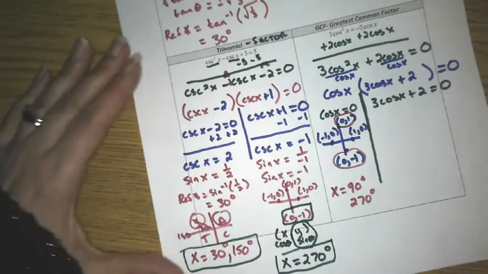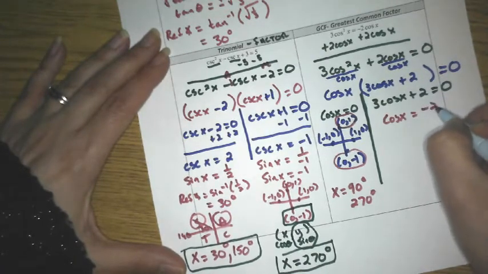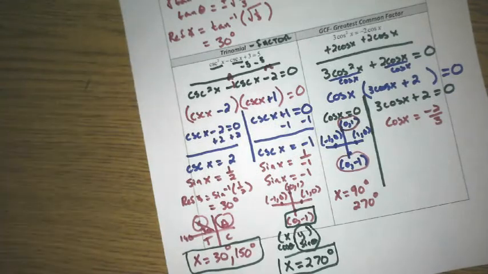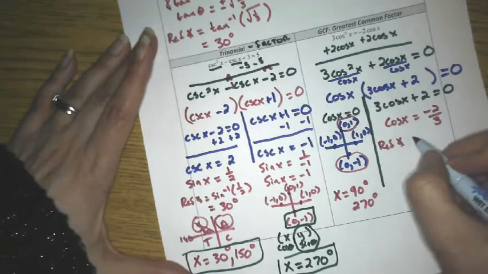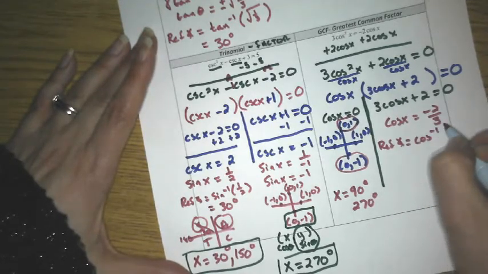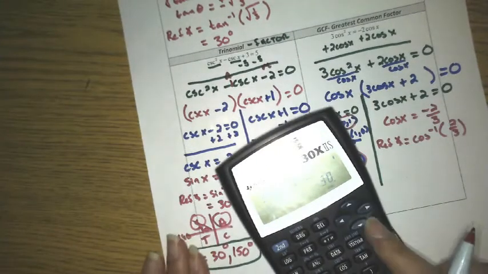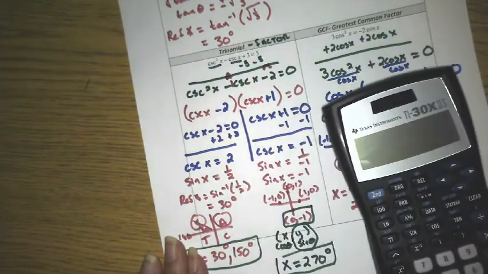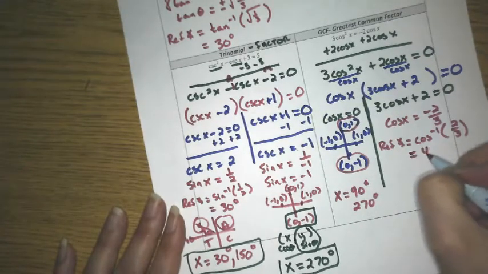Over here, I need to get cosine of x alone. So to get cosine of x alone, I would move the 2 over, subtract 2, and divide by 3. So I'm going to get cosine of x equals negative 2/3. The first thing I need to do is find my reference angle. So I'm going to do inverse cosine of 2/3. Remember, I don't put the negative in because I want to figure out the quadrants where it's negative after. I just need my reference angle. So I grab my calculator. I'm doing inverse cosine of 2/3, and I get a reference angle of about 48 degrees.